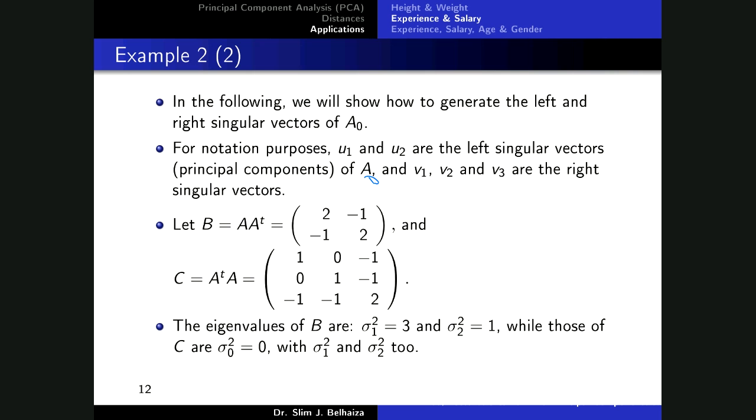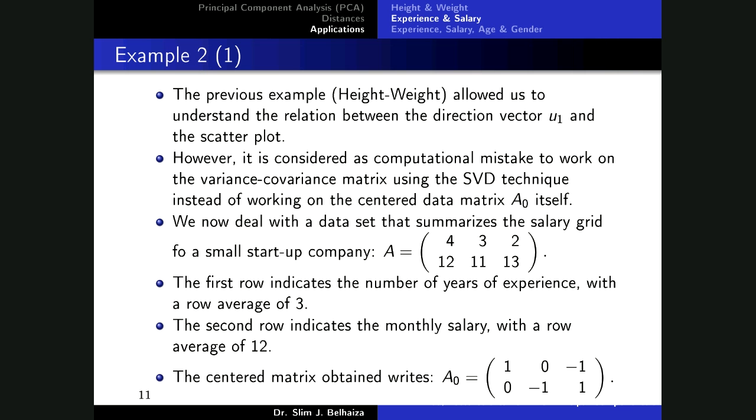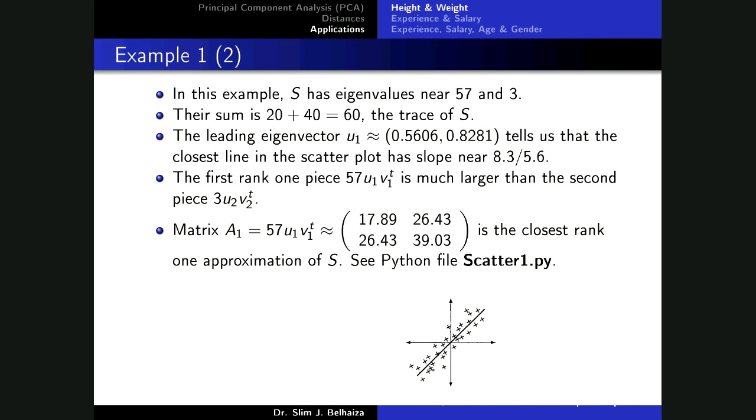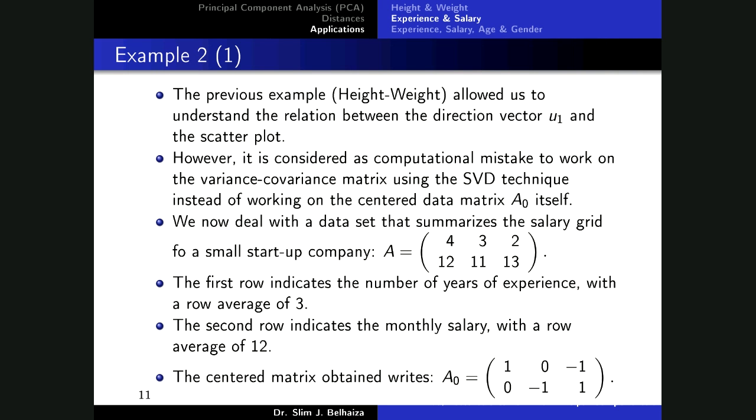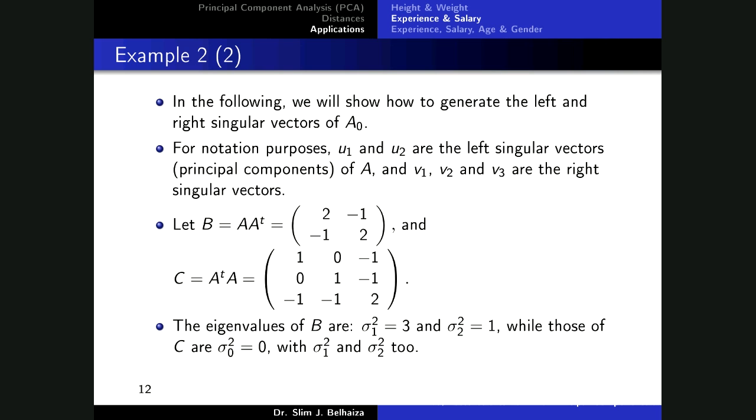So guys, if we take the A0 we had before, what size does it have? It's a 2 by 3, right? So if I do A times AT, it's going to be a 2 by 2. And this is in fact what we call the variance covariance matrix, the matrix B. And the matrix C you obtain if you do ATA is a 3 by 3 matrix.